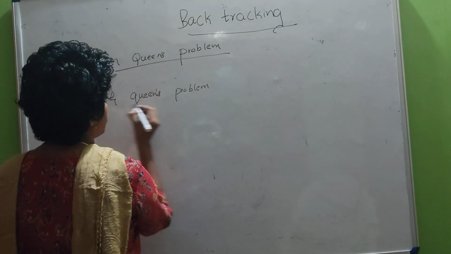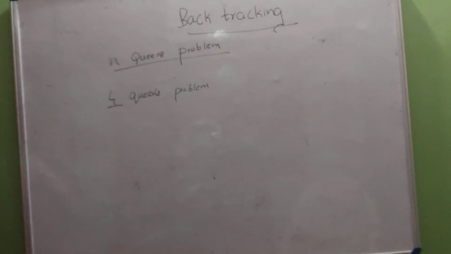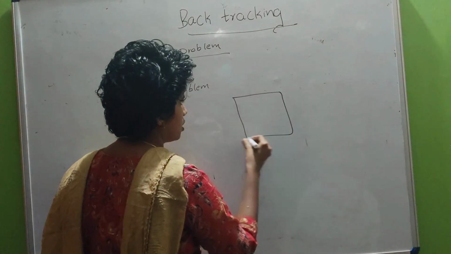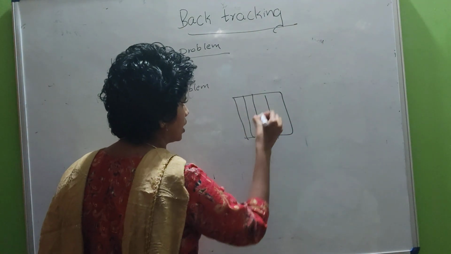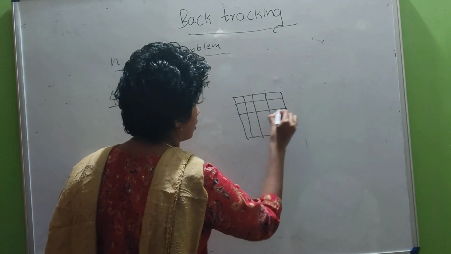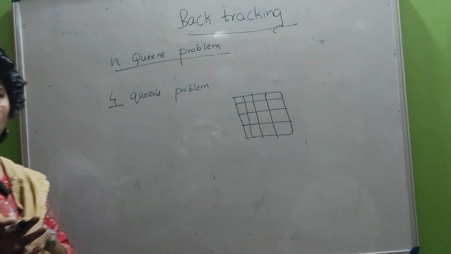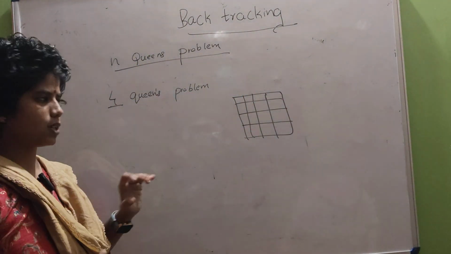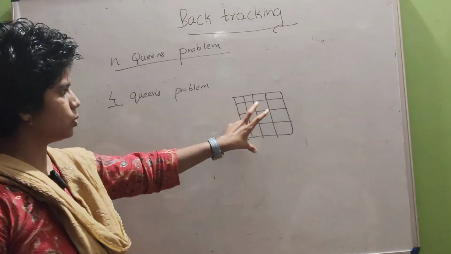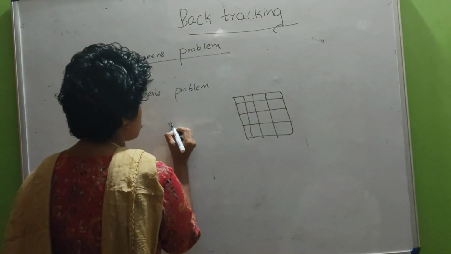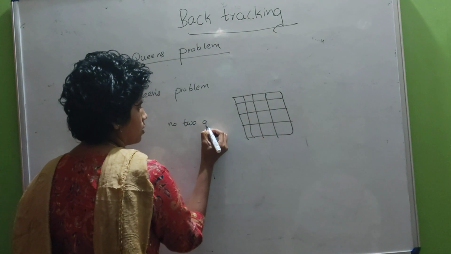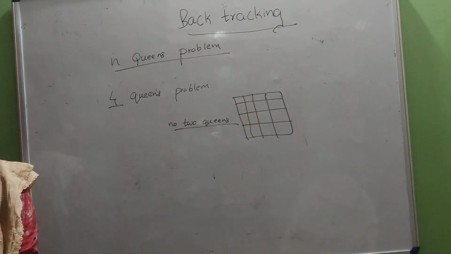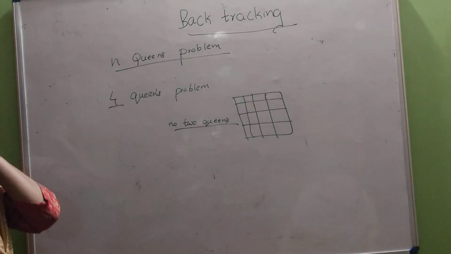So here you are having 4 queens. You have to place them in the board such that no 2 queens will collide. This is your given board. In that, you have to place the 4 queens in such a way, we are taking a 4 by 4 board, that no 2 queens will collide. In that way you have to find the solution. That is your n queens problem, that is your 4 queens problem, whichever we are taking now.